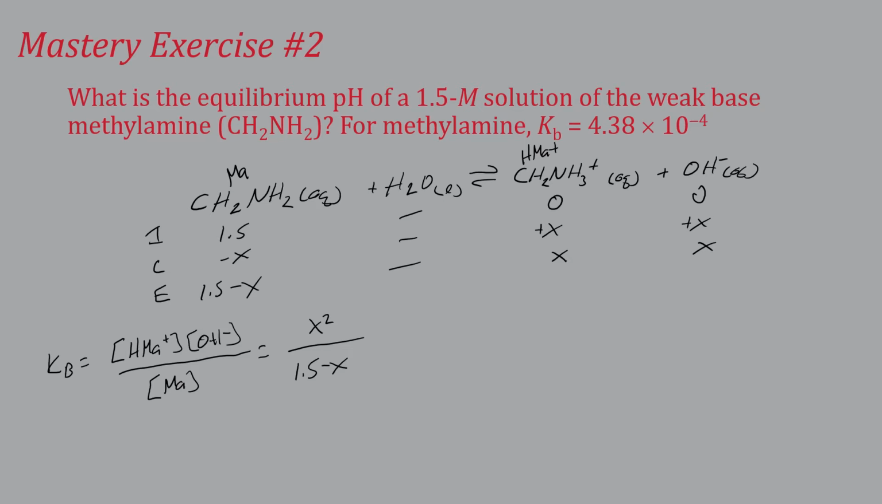Now, so the Kb here was in the 4 times 10 to the negative 4 range. That's a little larger than the cutoff that I talked about, but it might be worth it just to give it a shot because this is a fairly high initial concentration. So maybe we will just think that this is approximately equal to x squared over 1.5, and that is equal to 4.38 times 10 to the negative 4.